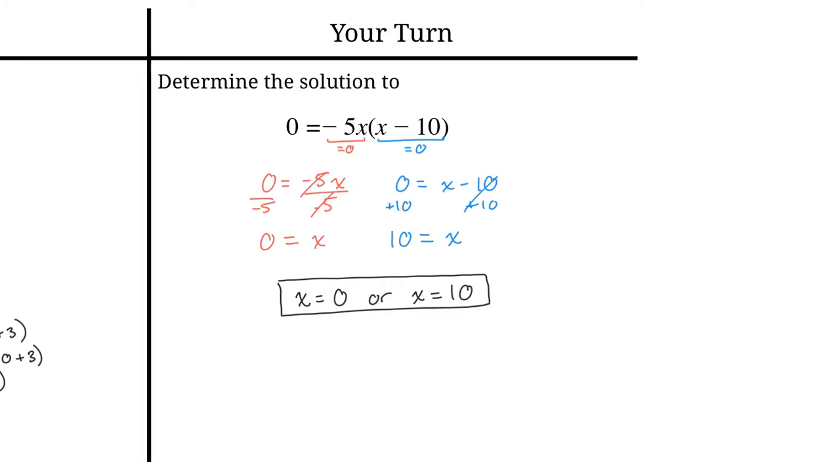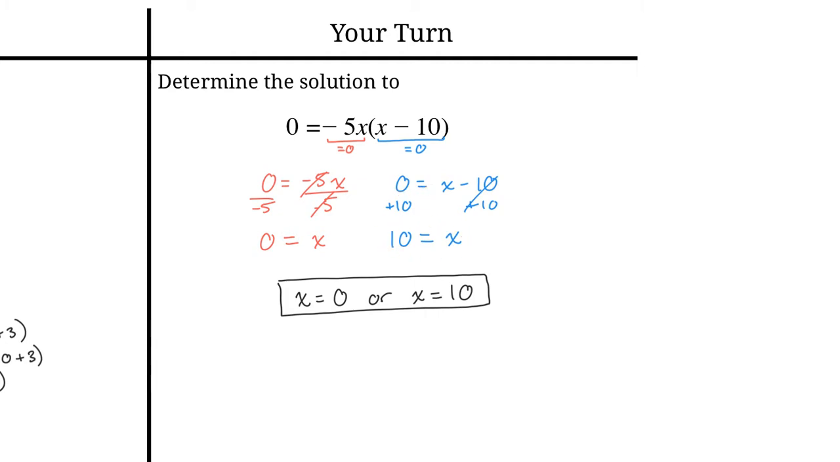So here's the solution. The equation was 0 equals negative 5x times x minus 10. So you had to find when negative 5x is equal to 0 and when x minus 10 is equal to 0. So you have to separate this equation. So negative 5 times x is equal to 0 when x is 0. And for our second little equation, x minus 10 is equal to 0 when x is equal to 10.